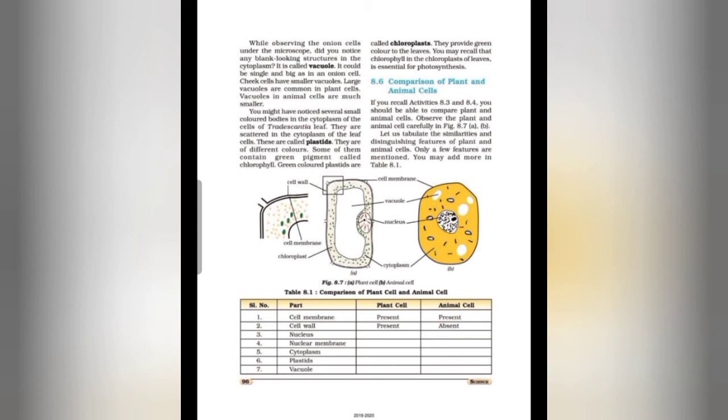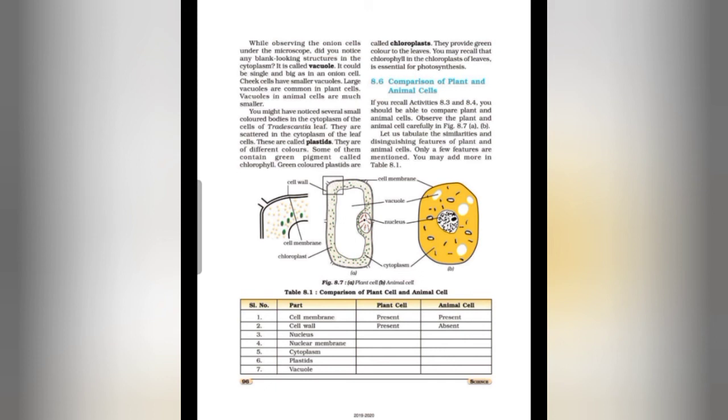If you recall activities 8.3 and 8.4, you should be able to compare plant and animal cells. Observe the plant and animal cell carefully in figure 8.7a and b. Let us tabulate the similarities and distinguishing features of plant cell and animal cell. Only a few features are mentioned. You may add more in table 8.1. So students, in the comparison, cell membrane is present in both plant cell and animal cell, but cell wall is present in only plant cell. In animal cell, cell wall is absent.